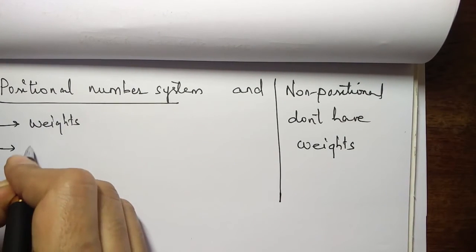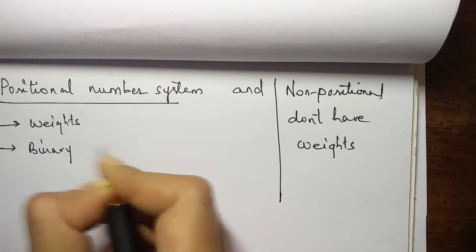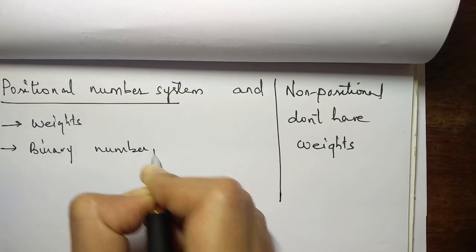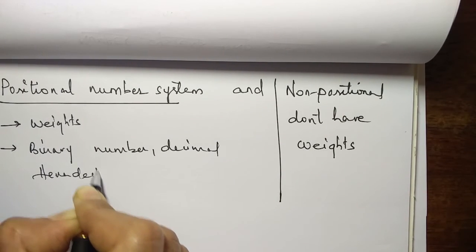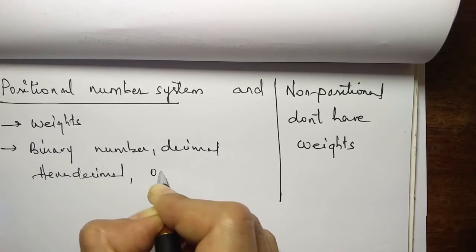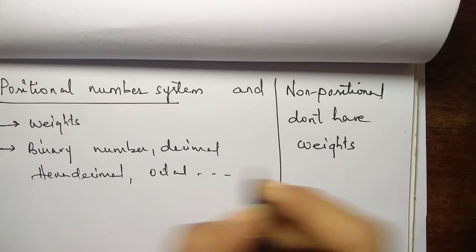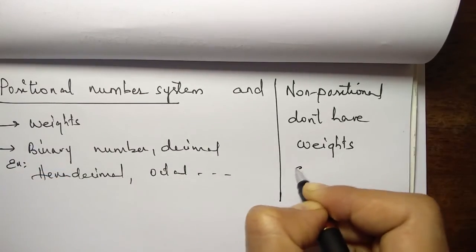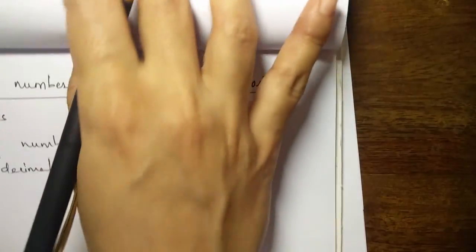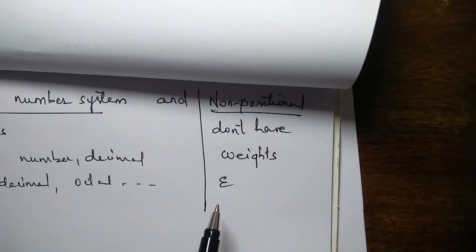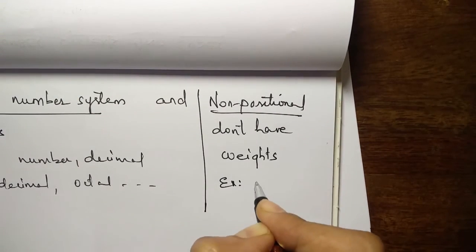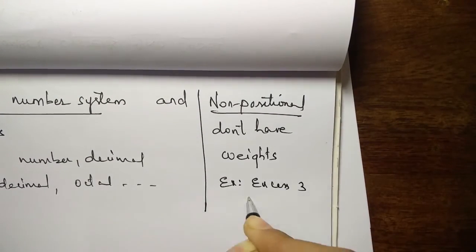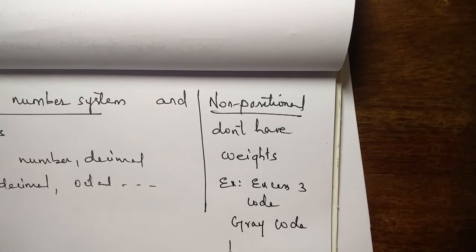Example of positional number system is binary number system, decimal, hexadecimal, octal and goes on. Examples of non-positional number system are XS3 code, Gray code and Roman values.